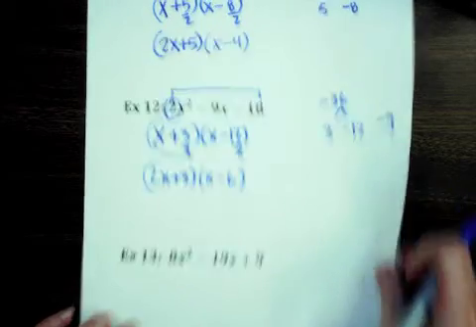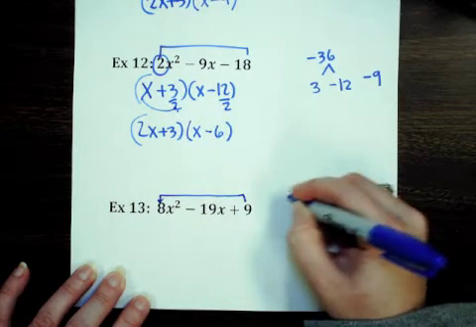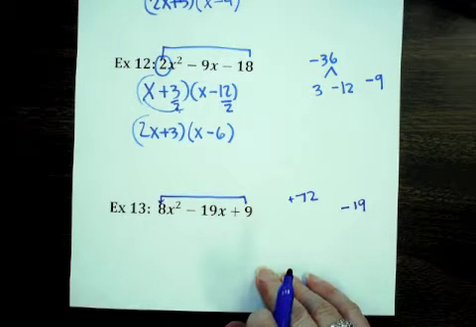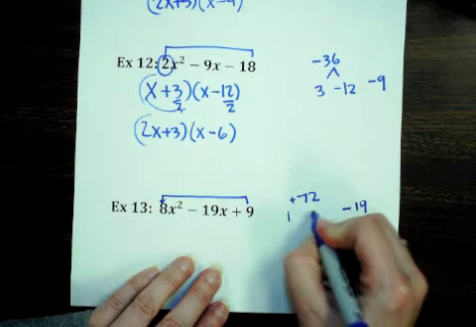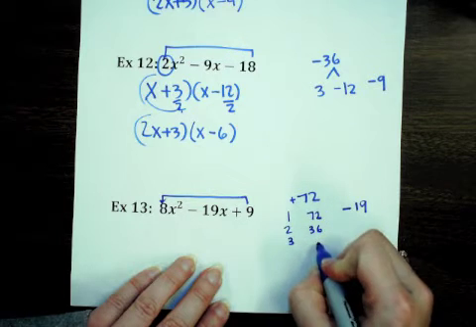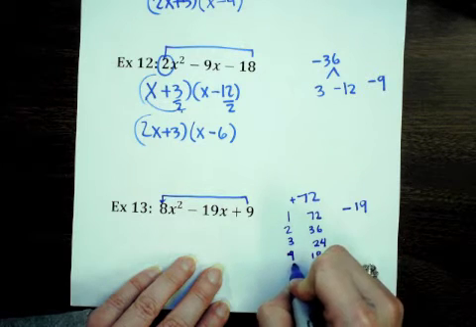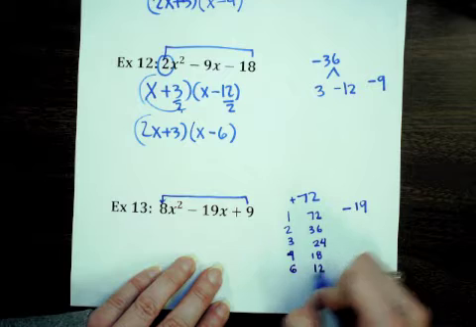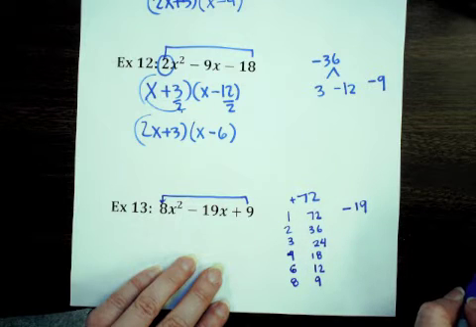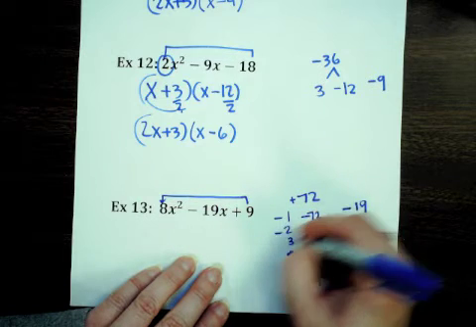Number 13. What multiplies to give me 72, but adds to give me negative 19? So I go through my list. I say 1 and 72, 2 and 36, 3 and 24, 4 and 18, 5 doesn't work, 6 and 12, 7 doesn't work, 8 and 9. Those are all the things that multiply to give me 72. Signs are the same and they're both negative. So all of these would be both negatives.